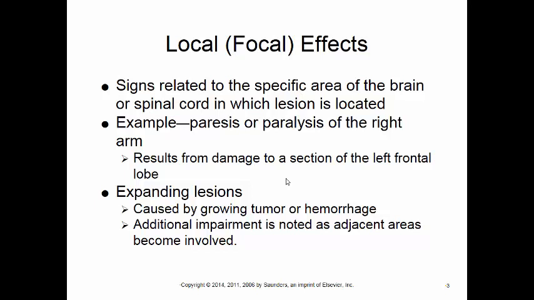Examples are paresis and paralysis of the right arm. This could result from damage of the left frontal lobe. So it's kind of like pinpointing the damage to particular areas in the brain or spinal cord. Expanding lesions will cause impairment to spread from the first area to the adjacent areas becoming involved. And this could be because of a growing tumor or a hemorrhage in that area that is pushing on and damaging that local area.